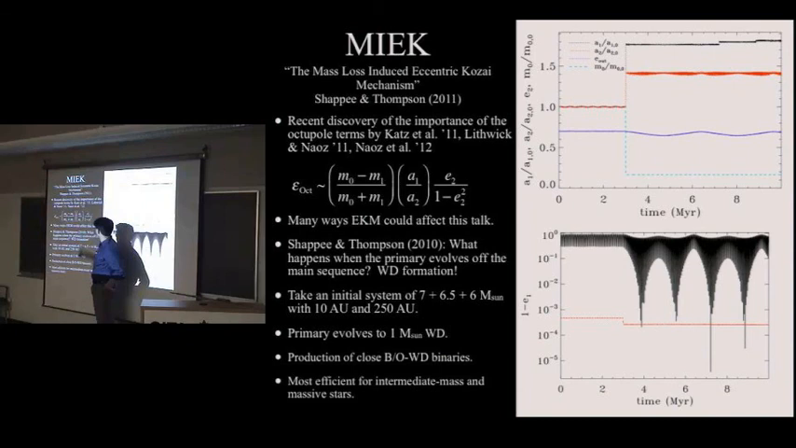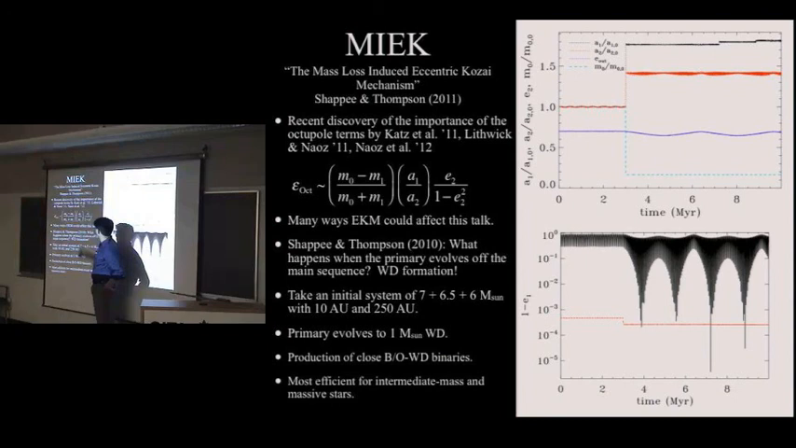And so what we did is we said, well, what happens when the primary evolves off the main sequence? Imagine you set up a system that's very distant, with a tertiary going around, and you have 7, 6.5, and 6 solar mass objects at 10 AU and 250 AU. And the inclination is modest, let's say 60 degrees. For the main sequence time of the 7 solar mass star, nothing happens. The eccentricity goes low, high, low, high, but nothing happens. They don't interact tidally. It's not very high eccentricity. Just minor Kozai modulation.